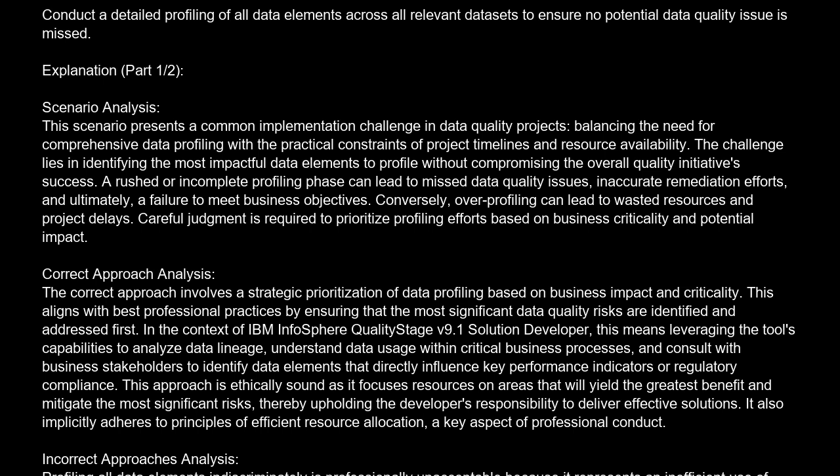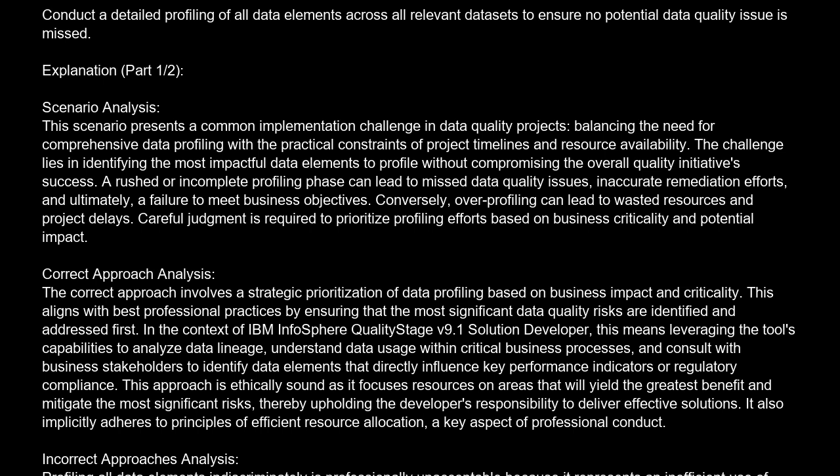The challenge lies in identifying the most impactful data elements to profile without compromising the overall quality initiative's success. A rushed or incomplete profiling phase can lead to missed data quality issues, inaccurate remediation efforts, and ultimately, a failure to meet business objectives. Conversely, overprofiling can lead to wasted resources and project delays. Careful judgment is required to prioritize profiling efforts based on business criticality and potential impact.